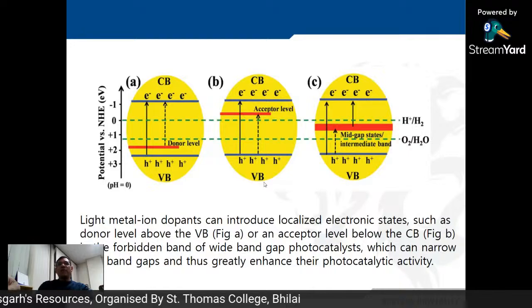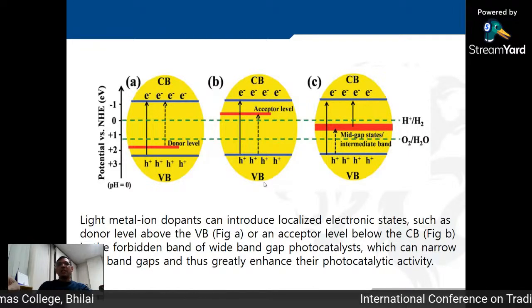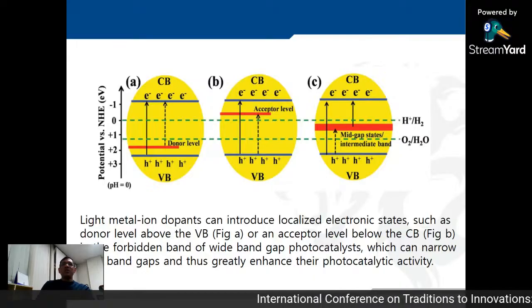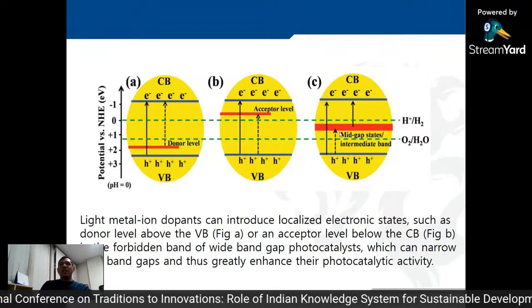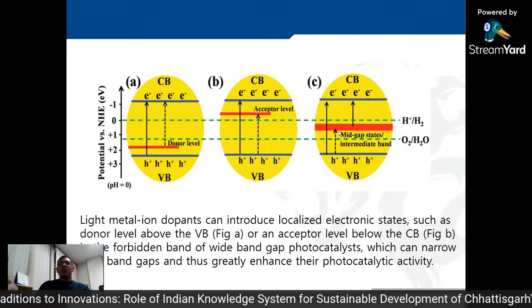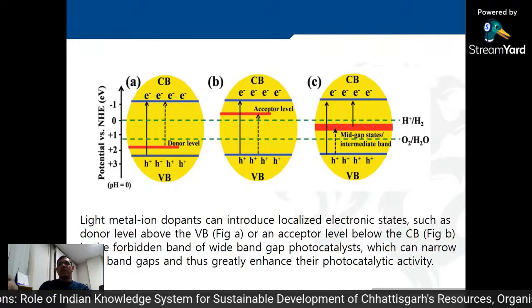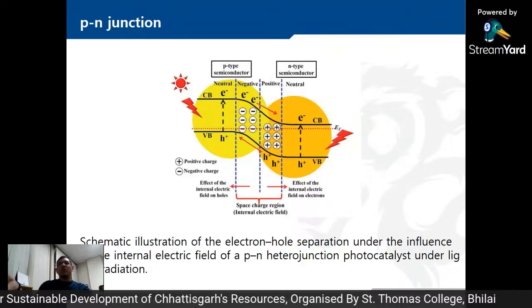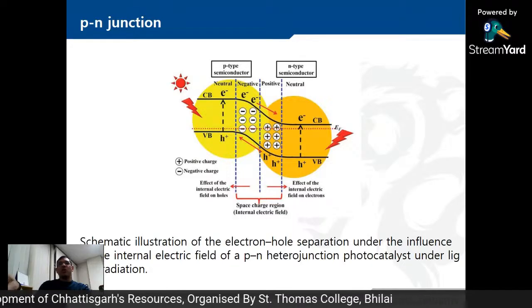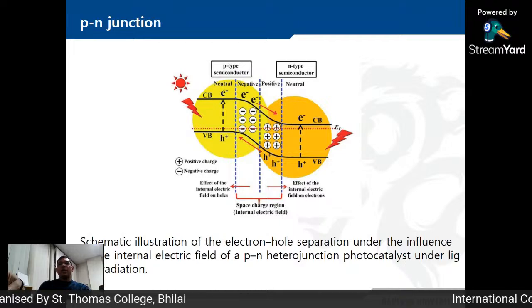The light should induce a localized state such as the donor level. If you use the donor level or the acceptor level in between the semiconductor, it can generate a narrow band gap, which can thus enhance the photocatalytic activity. As well as PN junctions, which are one of the suitable junctions when you prepare two heterogeneous catalysts for photocatalytic electron hole separation for hydrogen evolution.